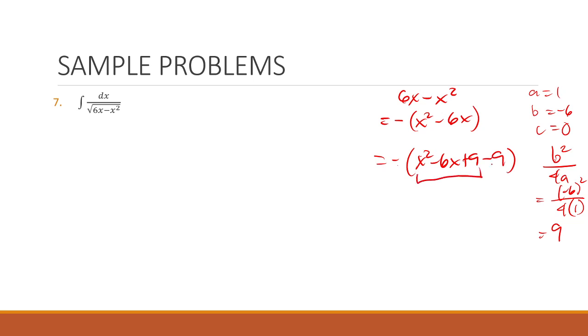So as to form the perfect square trinomial. So we now have negative of what? x squared minus 6x plus 9. This is x minus 3. Right? x minus 3 squared. And then minus the remaining constant, minus 9.